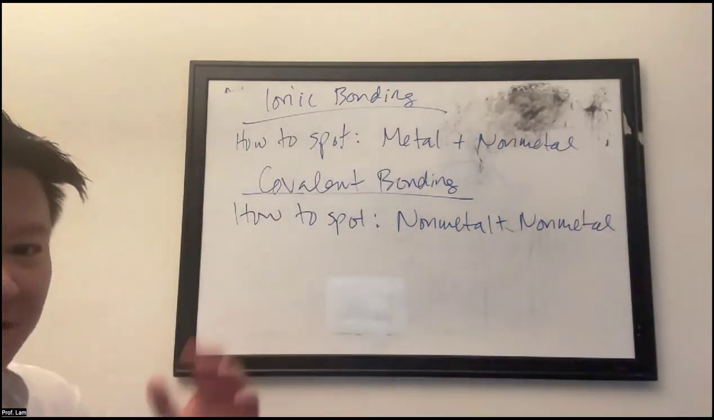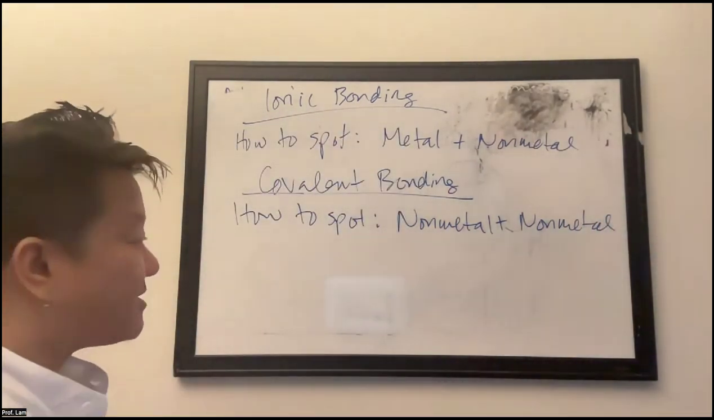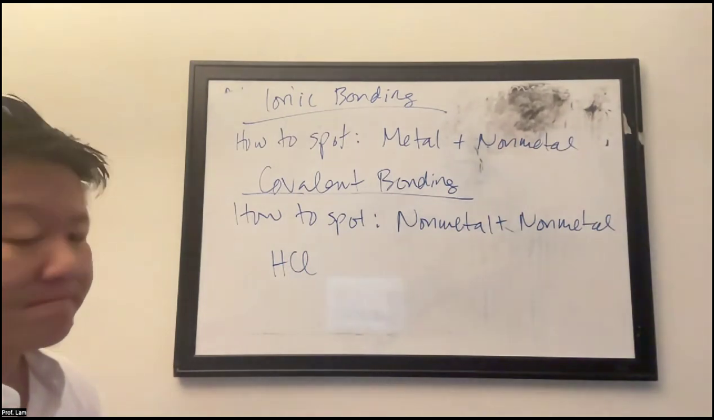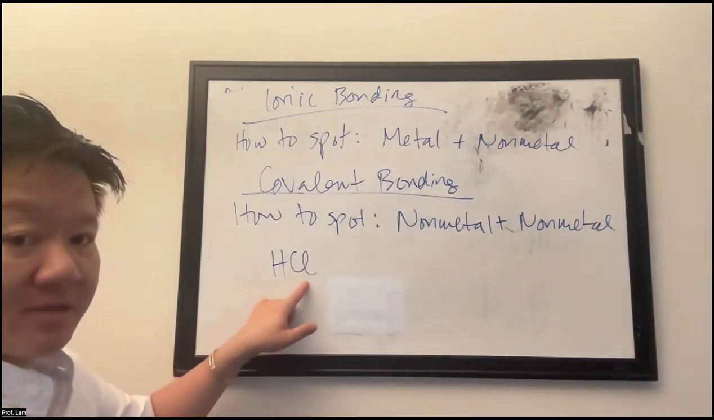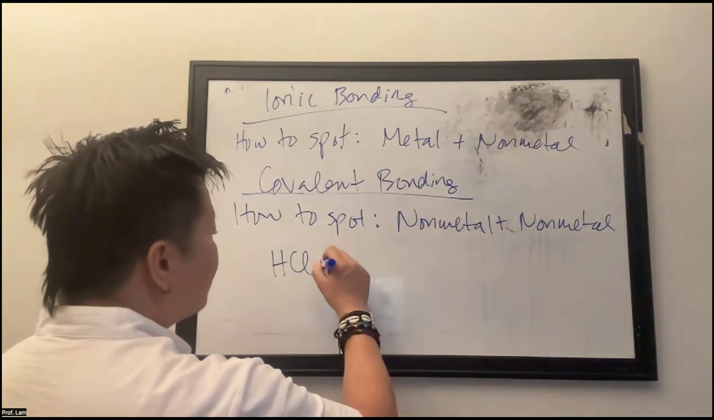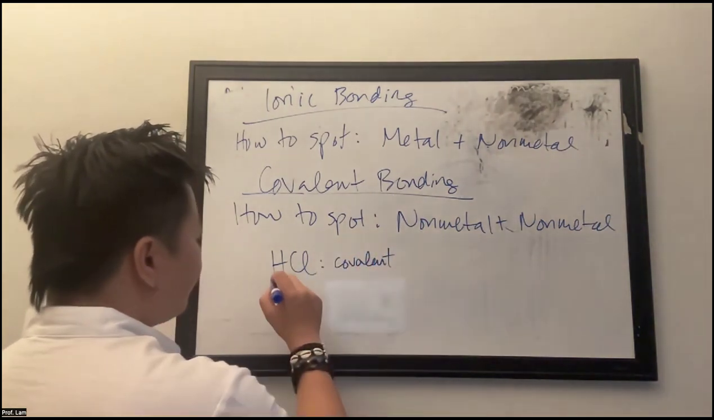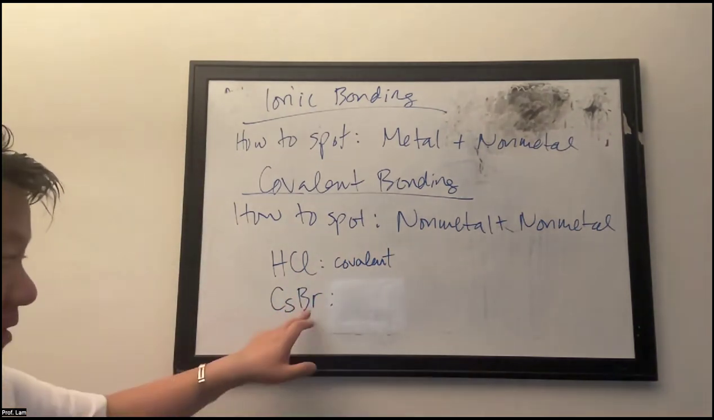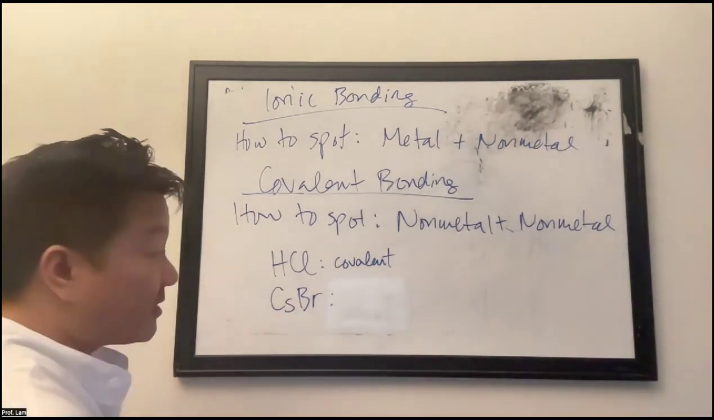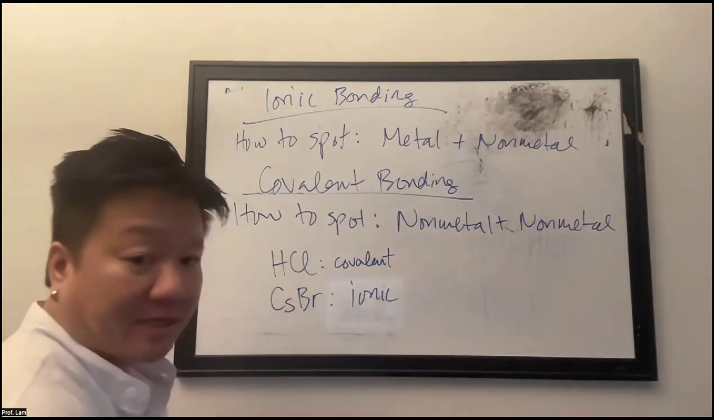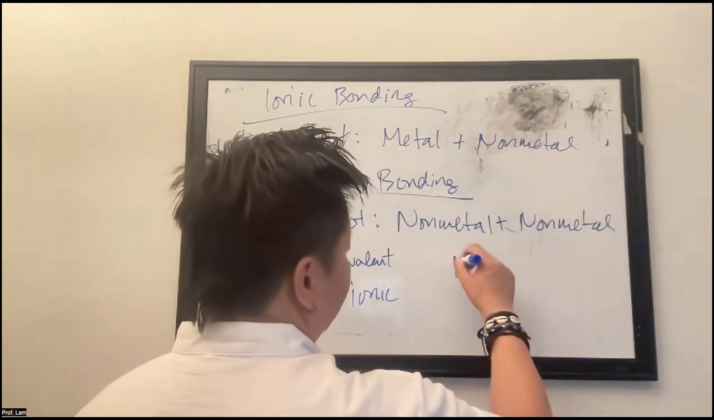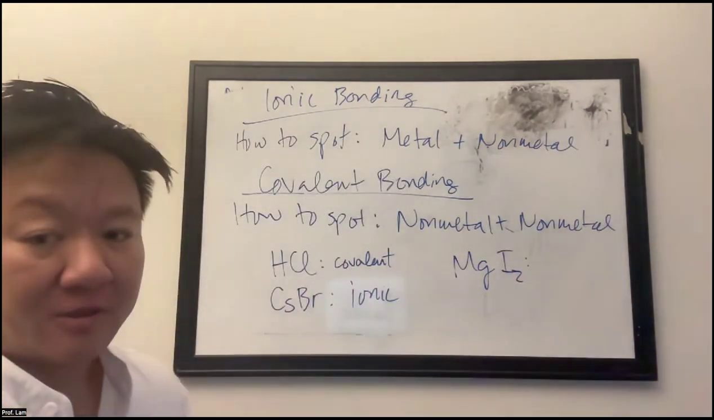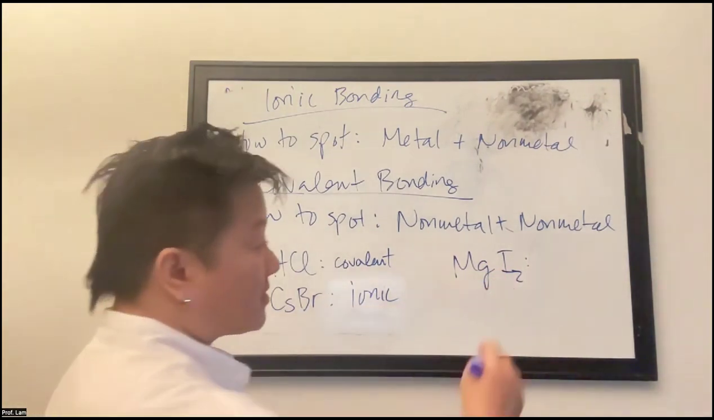Okay. So let's just quickly do examples right away so you guys can see. If I say HCl, this is a non-metal, this is a non-metal. So you're going to say covalent here. CsBr. Oh, Br is a non-metal, but Cs is a metal, right? So on your periodic table, this is going to be ionic, right? You see how simple that is. What if I say MgI2? Well, this is a metal and this is a non-metal, so we have ionic.